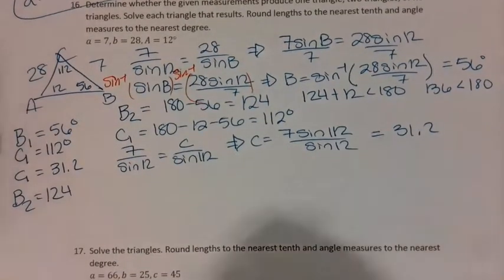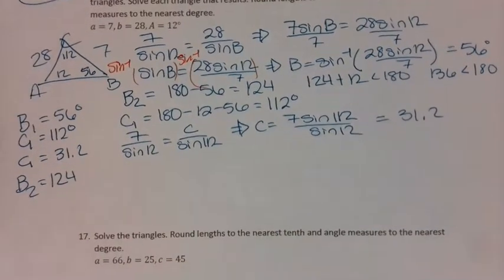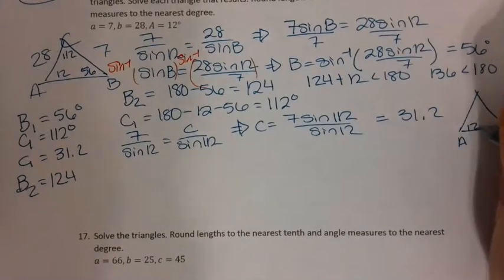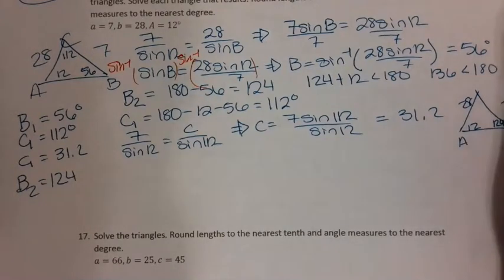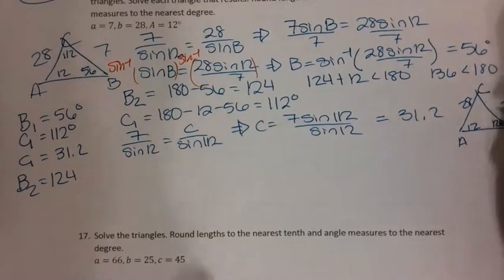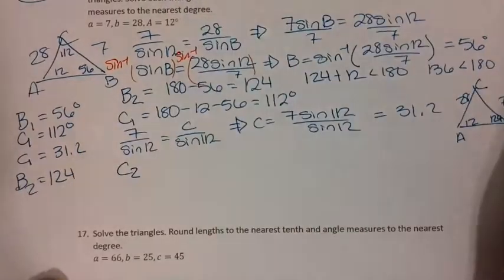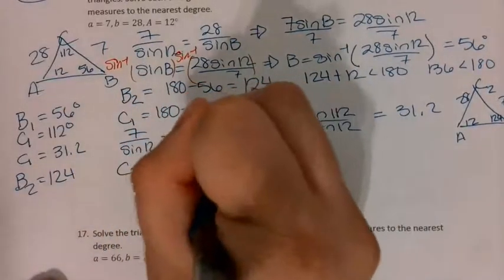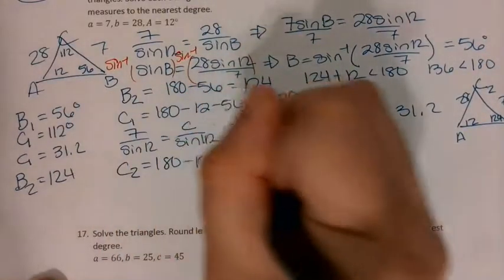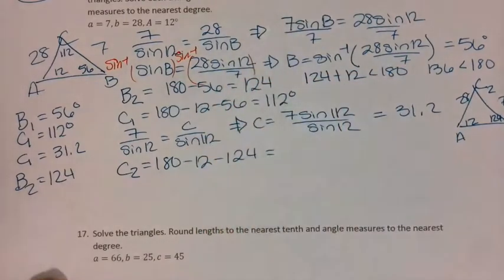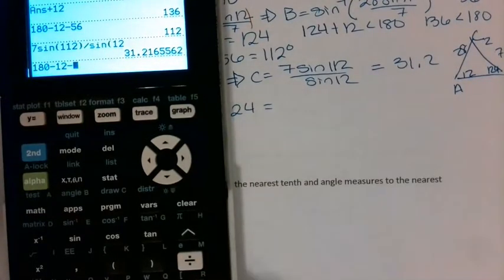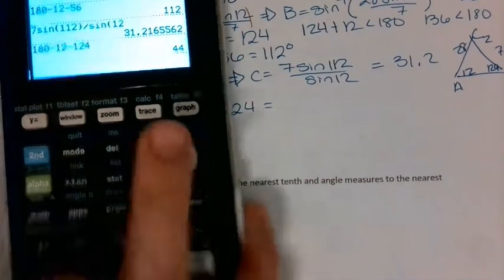Okay. Then I'm going to do the same thing for my C2. So I'll draw this triangle over here. This B value was 124. And then I need to find this C2 value. So I'm going to do 180 minus 12 minus 124, which gives me 44.